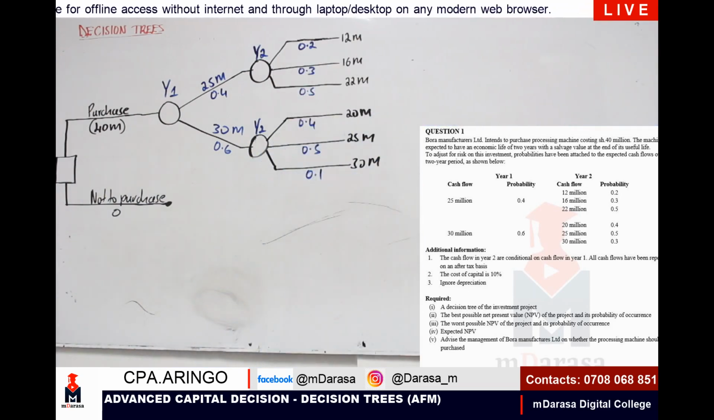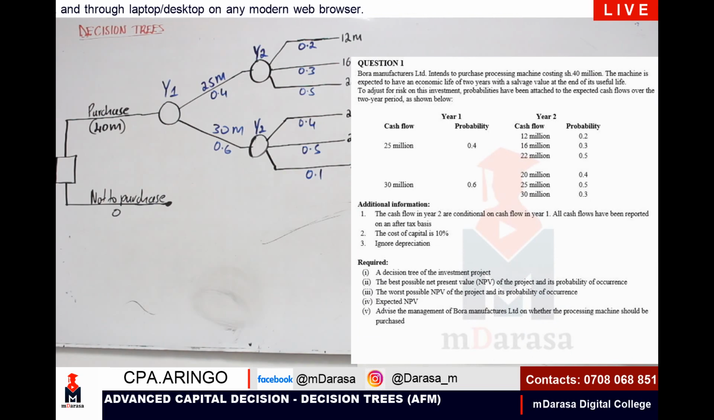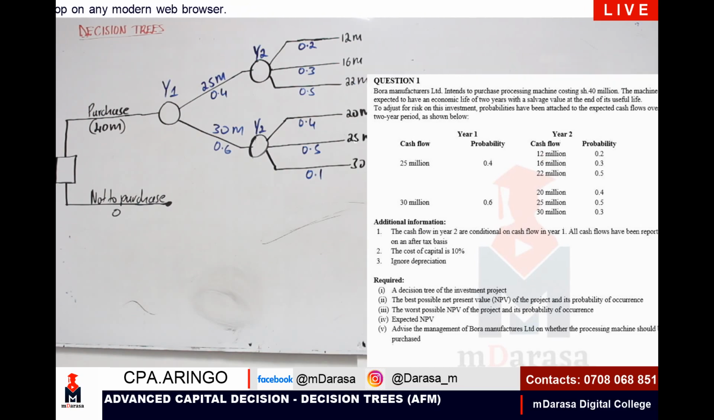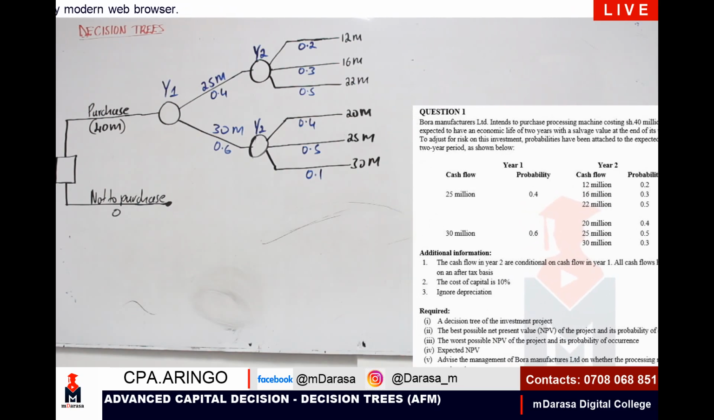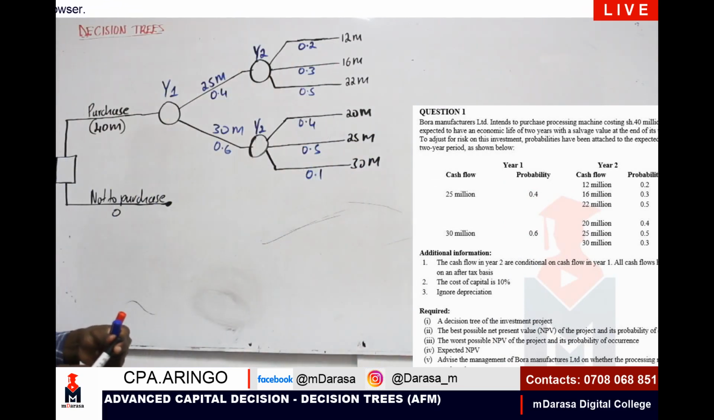Look at the next question. Examiner is telling us what? In this case, we are told the best possible net present value of the project and its probability of occurrence. So what will be the next, or rather the best NPV? Therefore, at this point, you must now incorporate the concept of NPV.